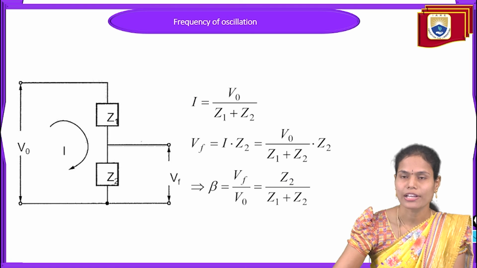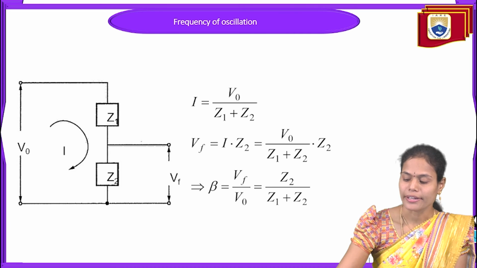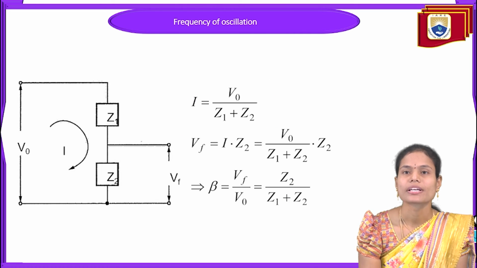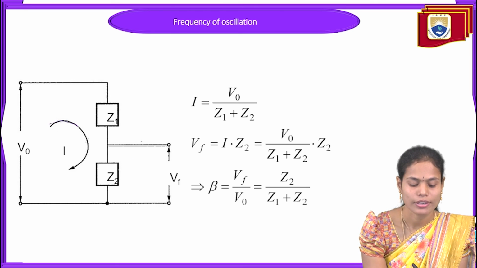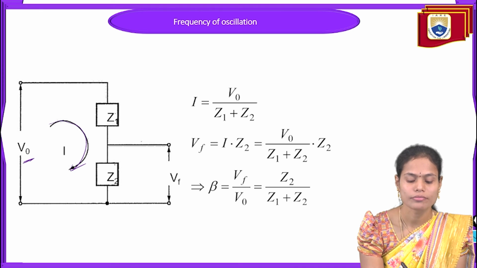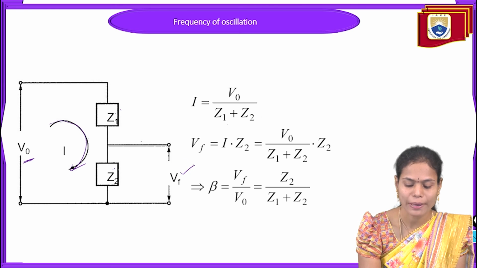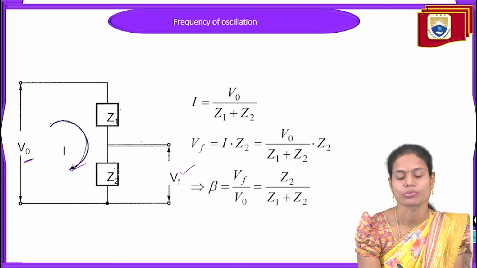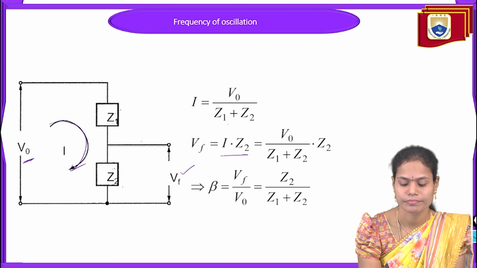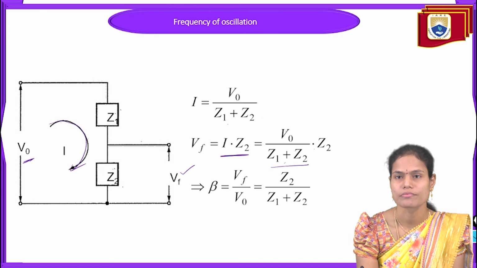So these two values we are going to utilize for finding the oscillations, and before that we require the current, how much we are getting from the circuit. That is, to calculate that current in the feedback network, we are taking this voltage V0 divided by these two impedances Z1 plus Z2. And to find the feedback voltage VF, it is the drop across this Z2, that is I into Z2. And the value of I is V0 by Z1 plus Z2, into Z2.